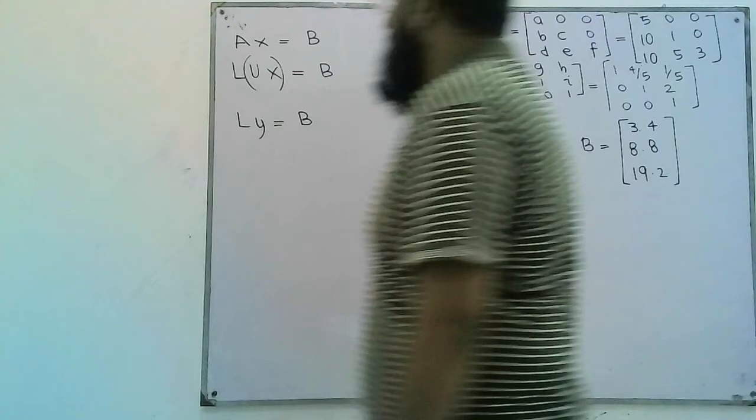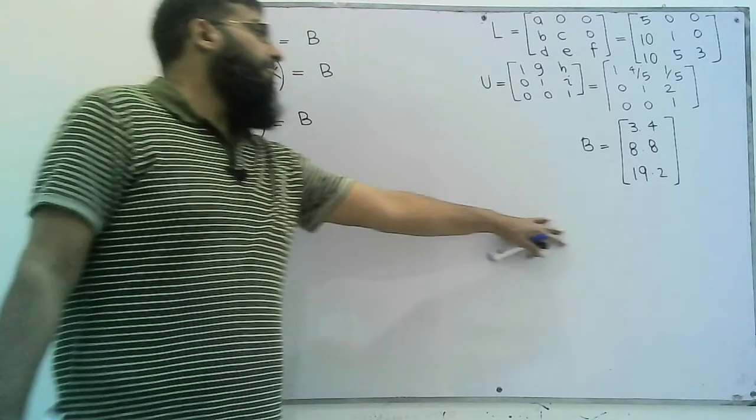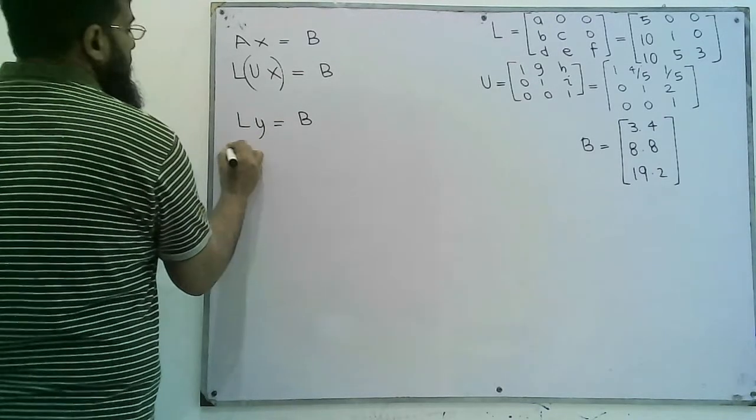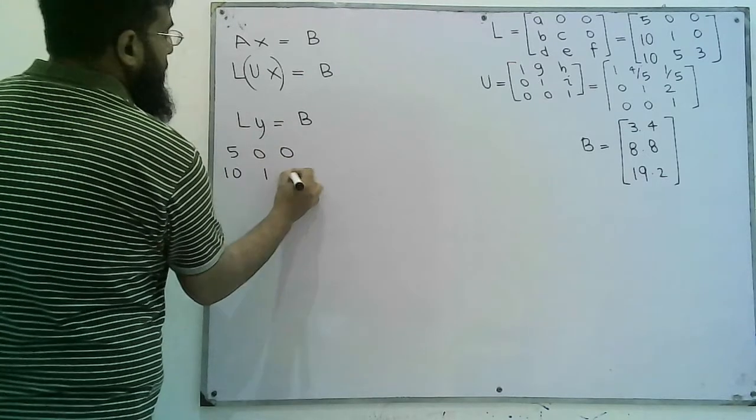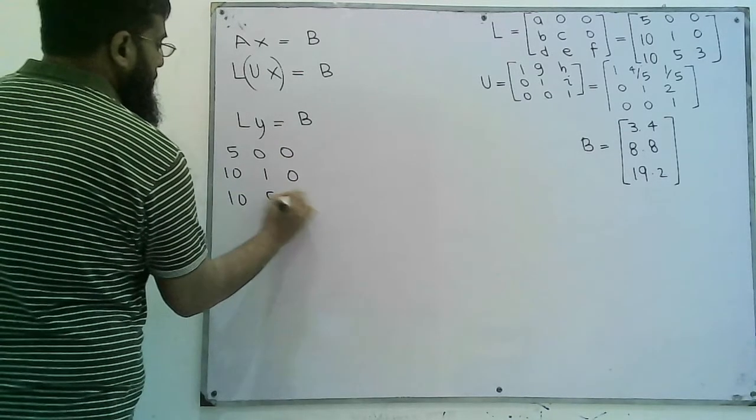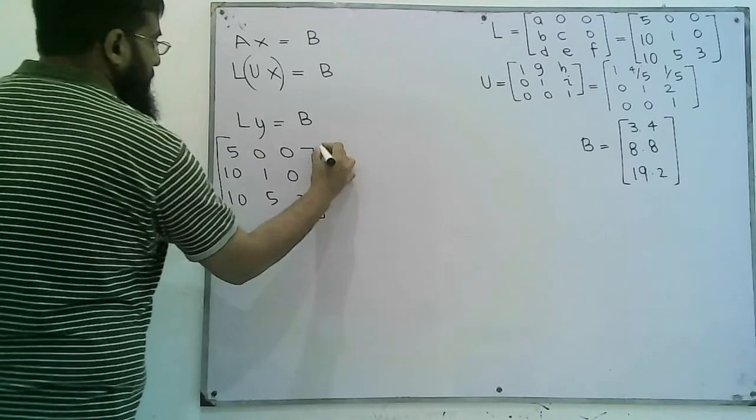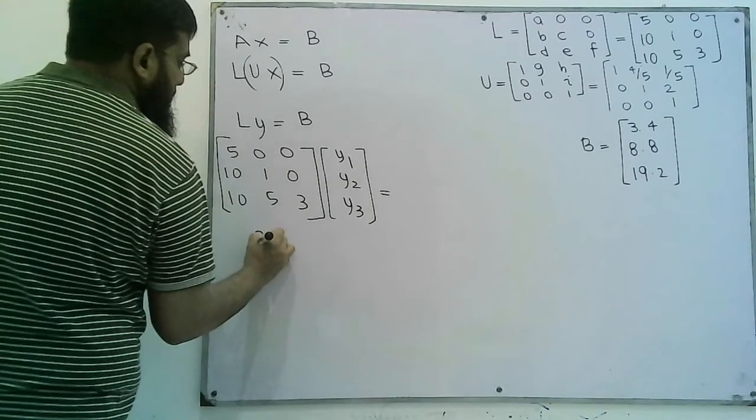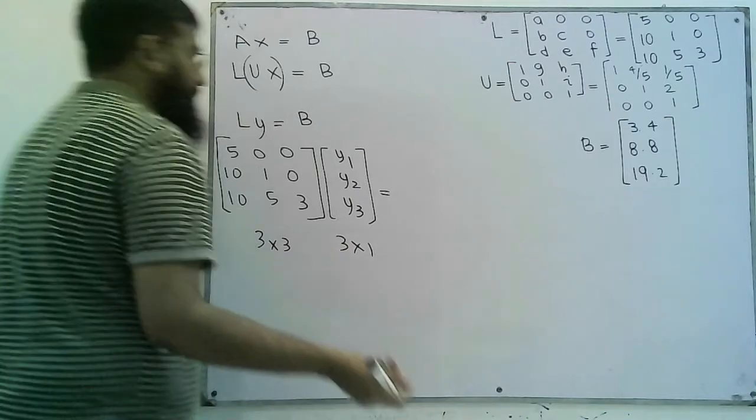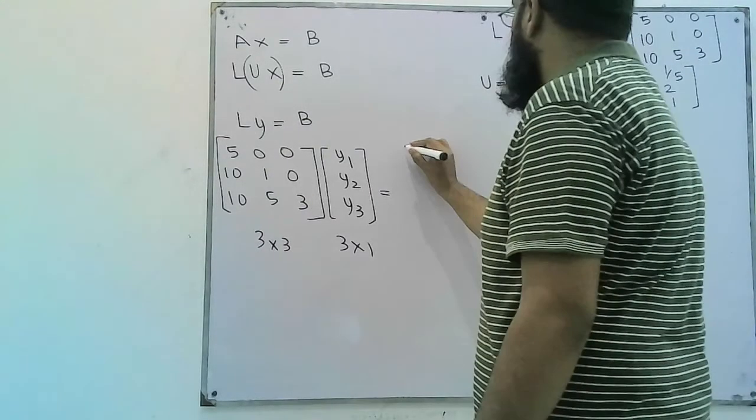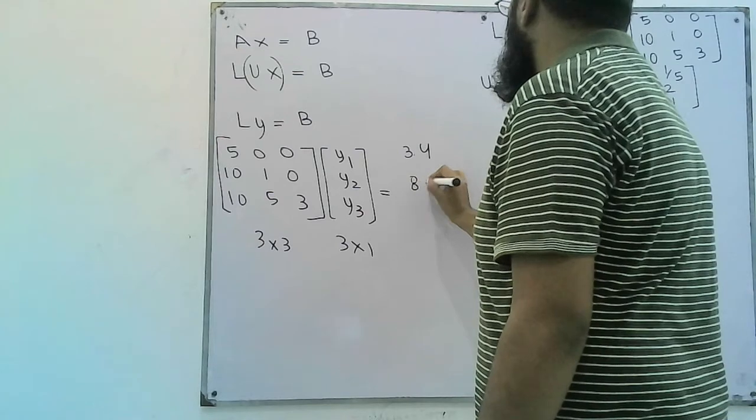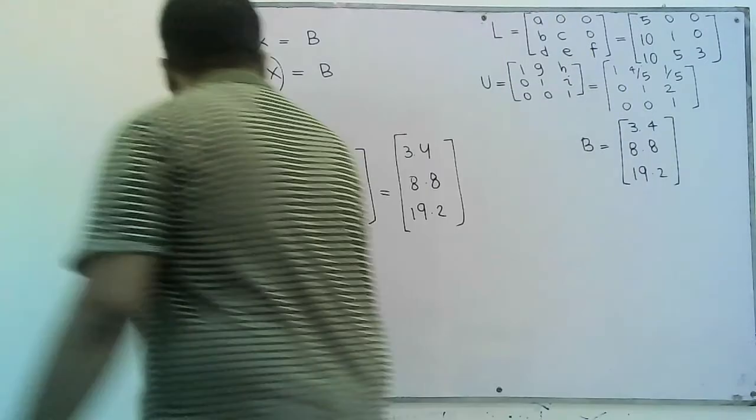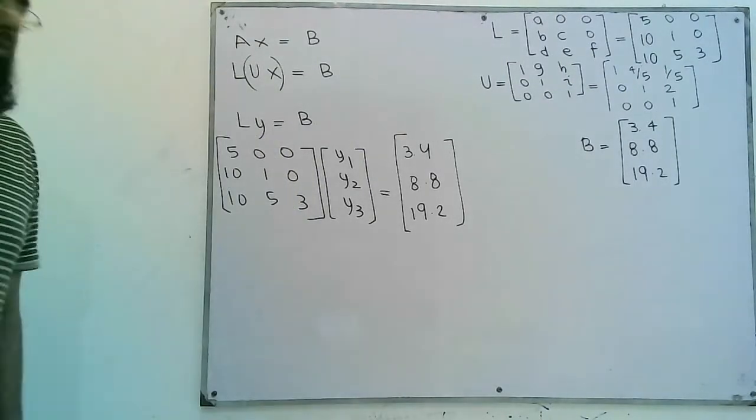Right. This was straightaway written from the system of linear equations given. L is 5, 0, 0, 10, 1, 0, 10, 5, 3, and Y is Y1, Y2, Y3. This 3 by 3 matrix multiplied with the 3 cross 1 matrix will yield a 3 cross 1 matrix B: 3.4, 8.8, 19.2. So now we can straight away find Y.